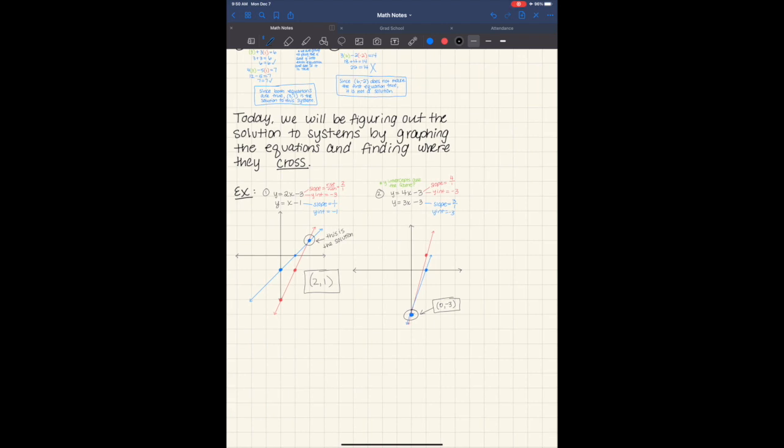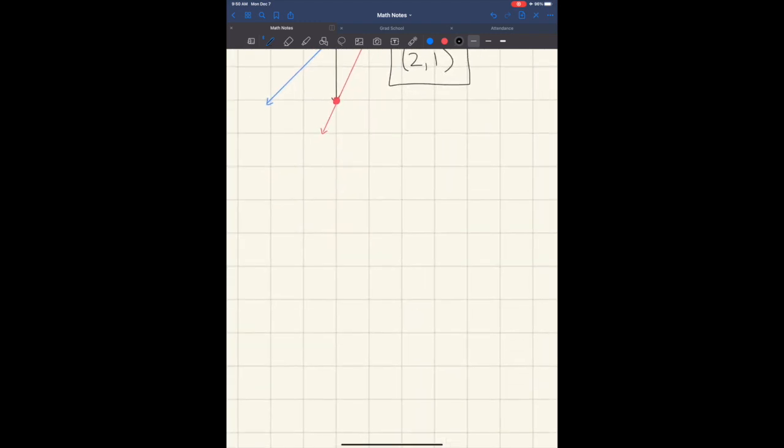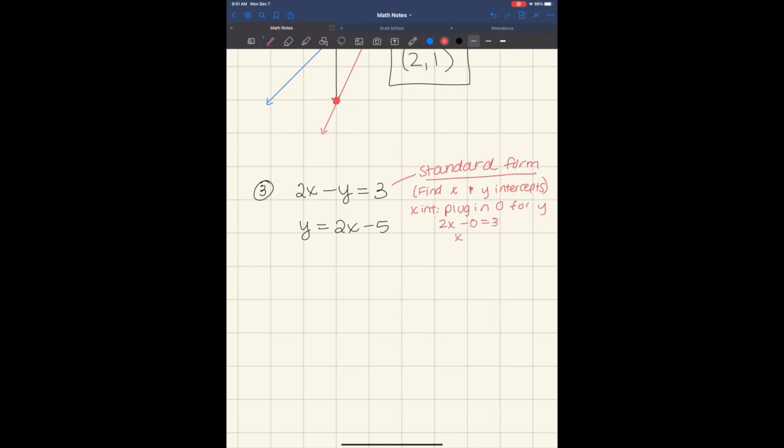For our third set of equations, systems of equations, we have 2x minus y equals 3 and y equals 2x minus 5. That first equation is in standard form, so if you guys remember how to graph standard form, we find the x and y intercepts. So to find the x-intercept, we plug in 0 for y, and for the y-intercept, we plug in 0 for x. So when we're finding the x-intercept, we'll have 2x minus 0 equals 3, and that 0 goes away, and then we end up getting 3 over 2 for our x-intercept, which is about 1.5.